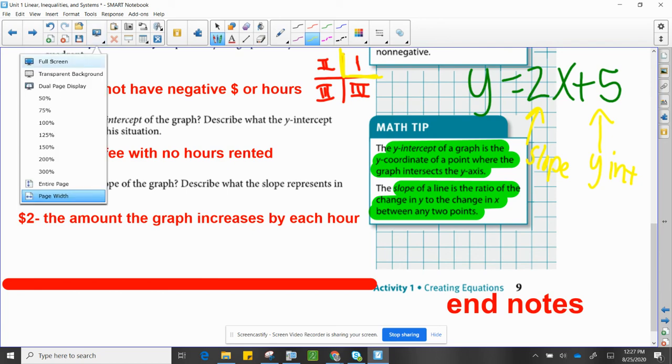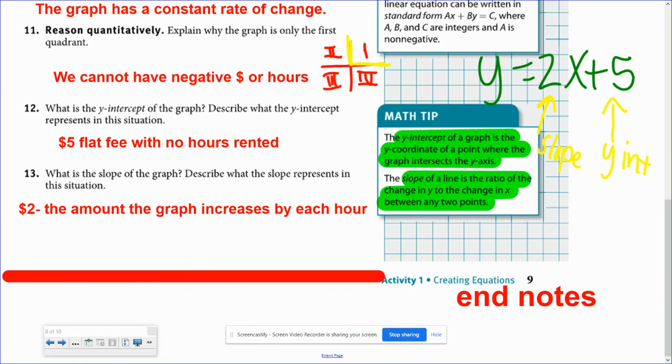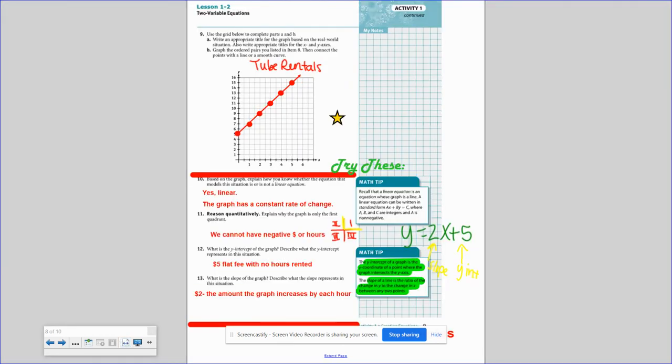Okay. So that is the end of lesson 1-2. We didn't really write too many equations today, just the one, but we're thinking of it in terms of y equals mx plus b, that's slope-intercept form. So you have your two variables, your x, your independent variable. How does that affect your y, your dependent variable?